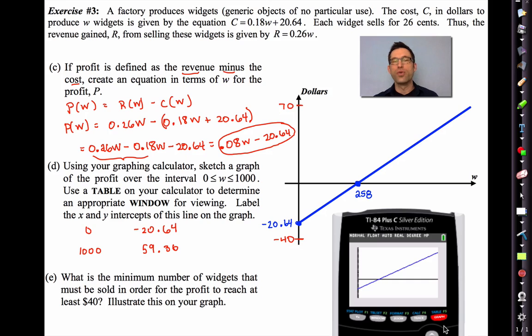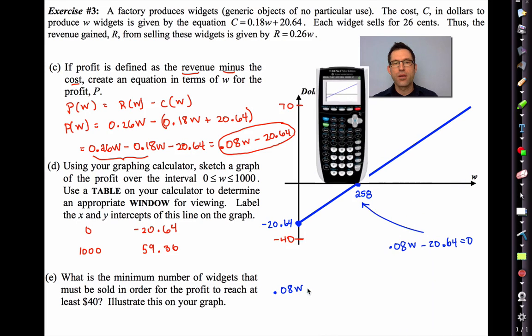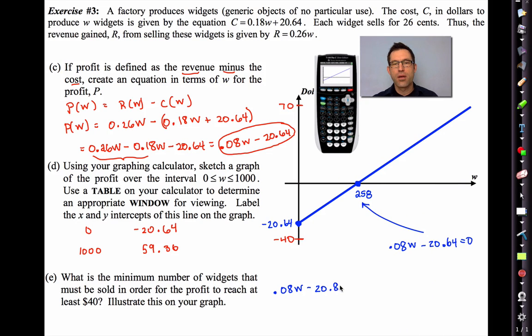Now, if you needed to, you could just figure out the 258 by taking 0.08W minus 20.64 and setting it equal to 0, and that would give you the 258, but we did know it in the previous example. Now, letter E. What is the minimum number of widgets that must be sold in order for the profit to reach at least $40? So what we want to really know is what number of widgets will solve this equation. And of course, we could solve it algebraically, but we're going to solve it graphically.